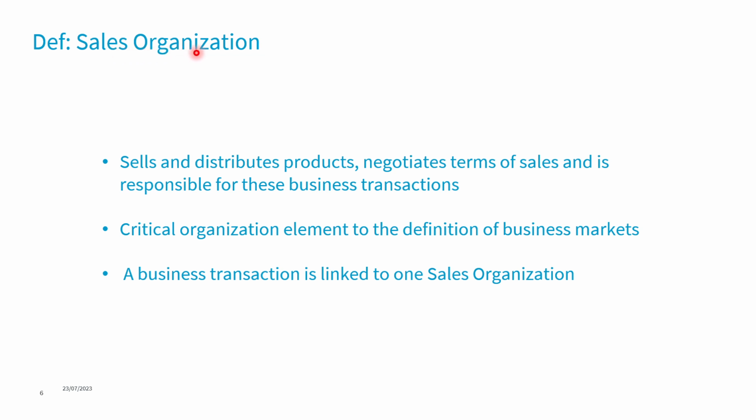So what is a sales organization? It is what sells and distributes products, and that is the reason we need a sales organization. You can define certain terms of sales responsibility for the business transactions. It is a critical organization element to define the business markets, and a business transaction is linked to the sales organization. So within the sales organization, you can define the business transaction's end-to-end flow also. To do any sort of end-to-end sales related process, you need to have a sales organization in place.